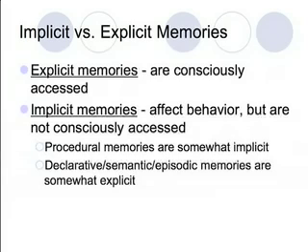Different types of memories might be more implicit or explicit. So declarative, semantic, and episodic memories are more explicit. These are things that you're consciously aware of. You're aware of the facts. You're aware of particular episodes in your life. So that makes them explicit.